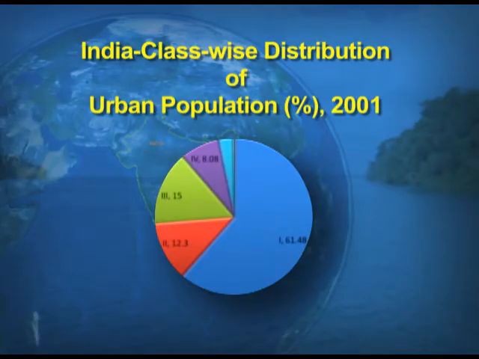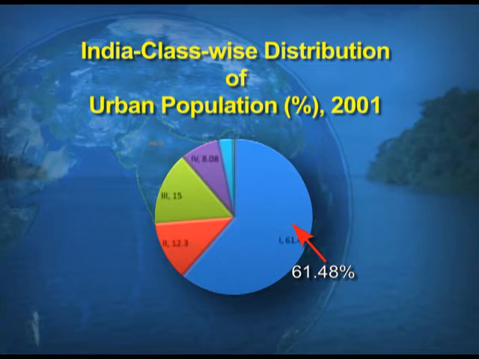So, this is a statistical representation of the distribution of urban population. This shows that class 1 cities are the cities where we have the maximum percentage of the urban population. That means 61% of the population, and class 6 cities have only 0.3% of the urban population. These class 6 cities we have just seen on the screens.